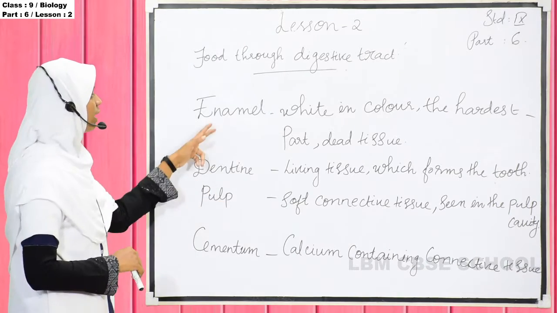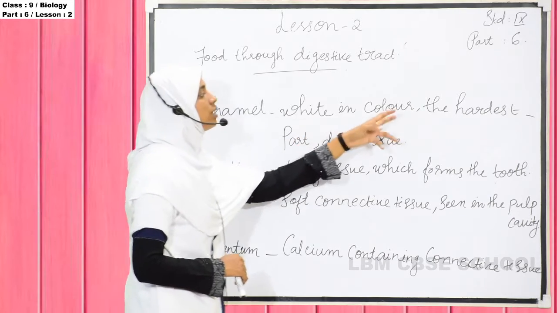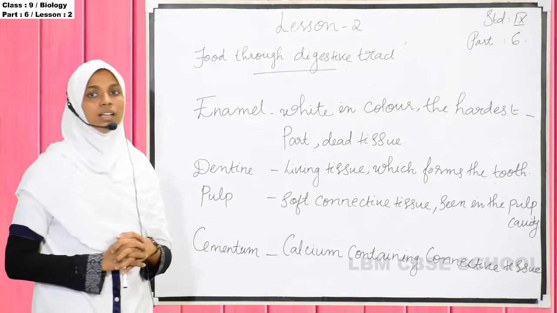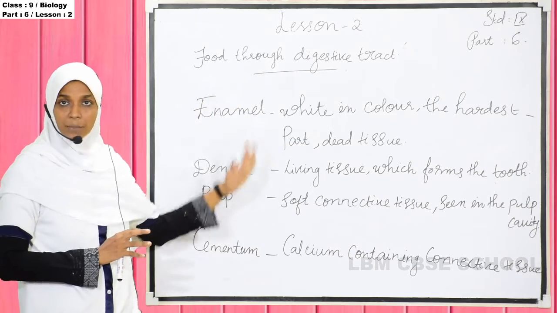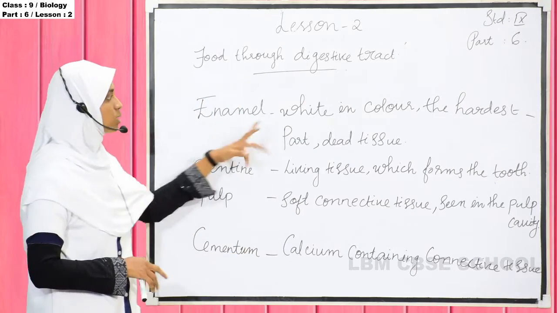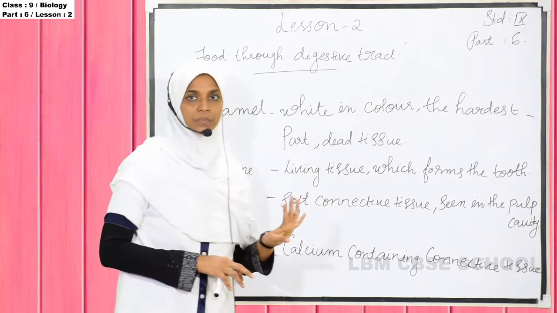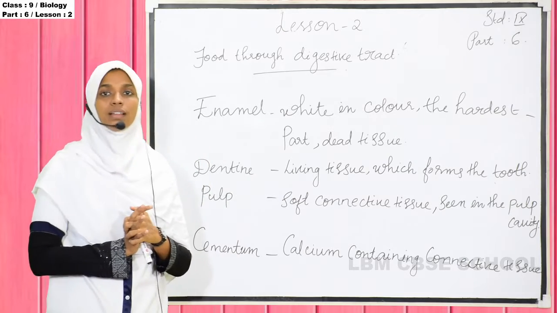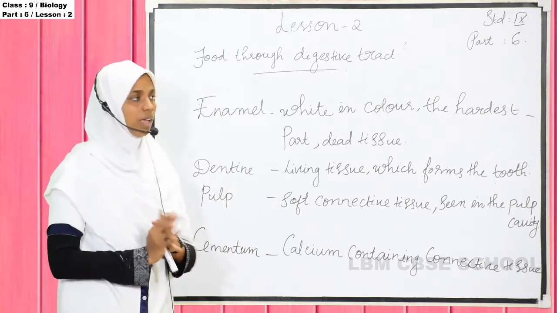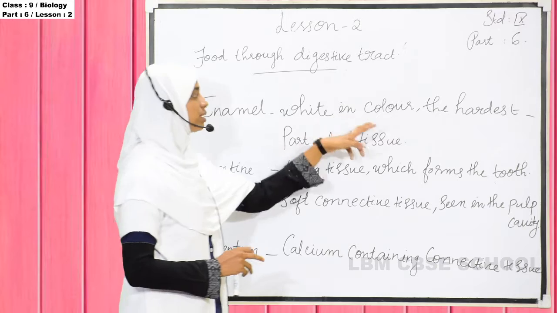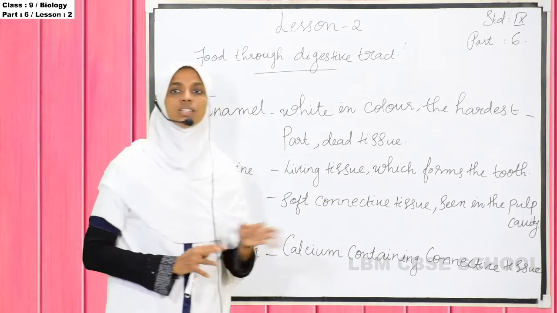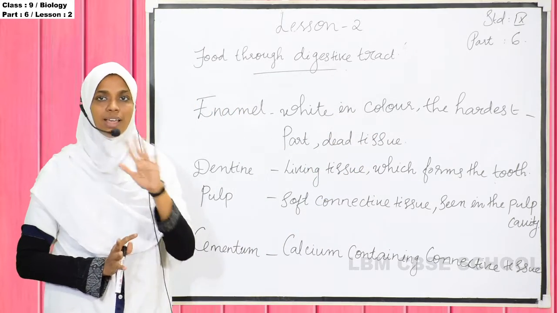Okay, so the enamel is white in color. It is the hardest part, the hardest part of our body. So enamel is white in color, the hardest part, and also it is a dead tissue.